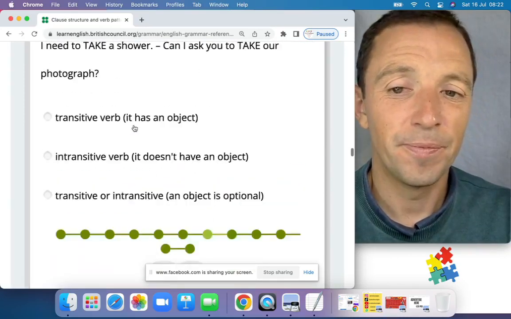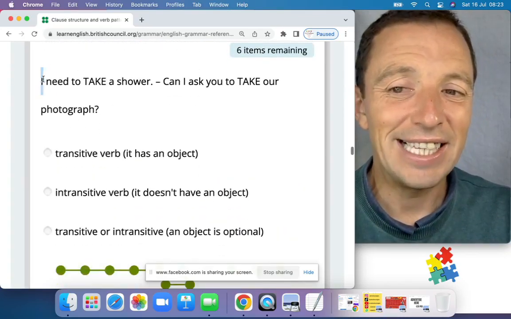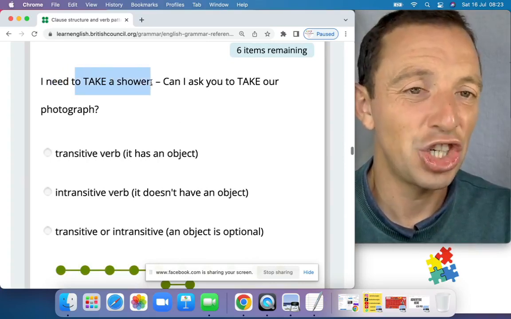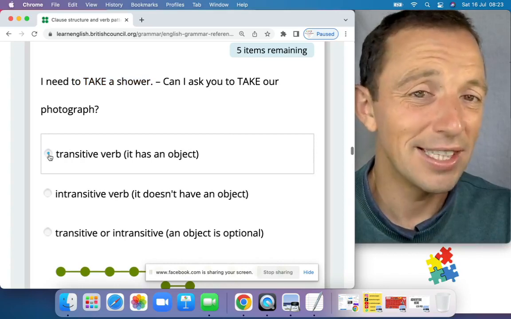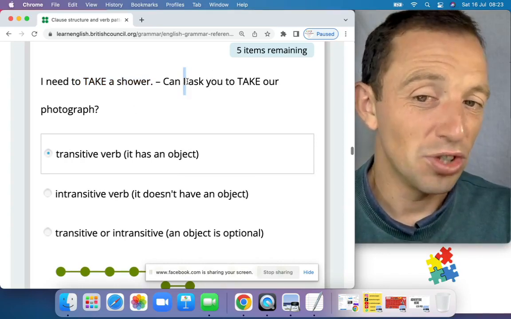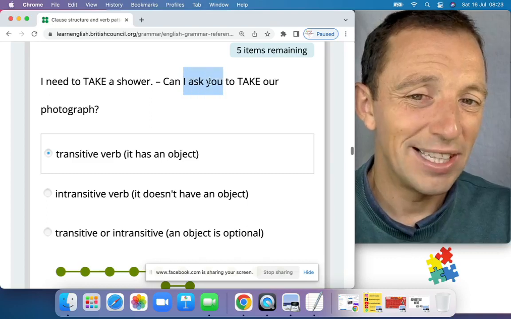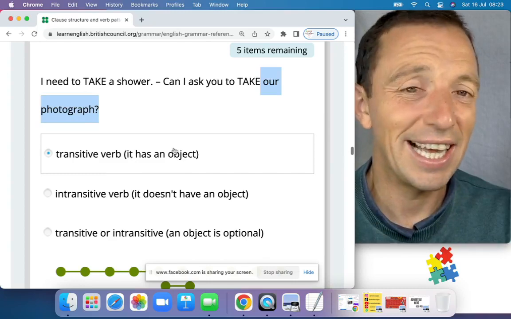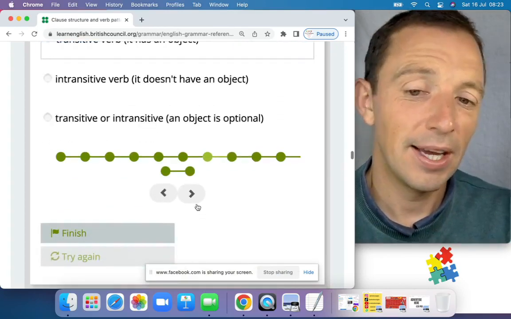Let's continue. I need is the subject, the verb. To take is the verb. A shower is the object. This is transitive. Can I ask you to take our photograph? So there's a subject. I ask you. To take is the verb, and our photograph is the object. So I think, again, this is transitive. Let's continue.